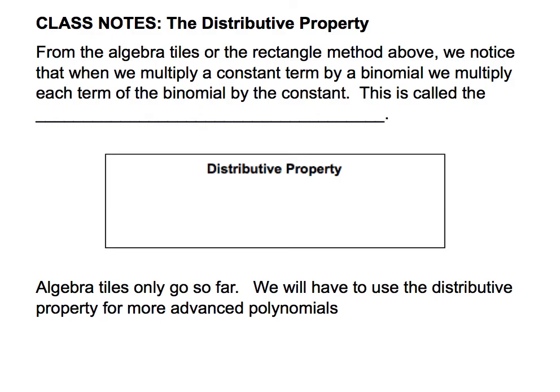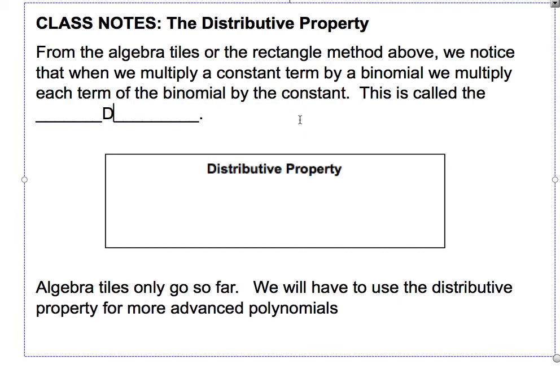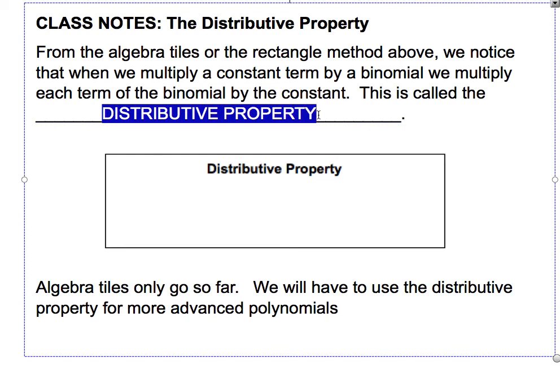So if I actually look at taking a constant term and multiplying it to a binomial, we actually call that the distributive property. So I'm just going to write down, and I'm going to not tab it, I'm going to capitalize it. Distributive property. Now, no matter what math class you take in high school, you will hear this.